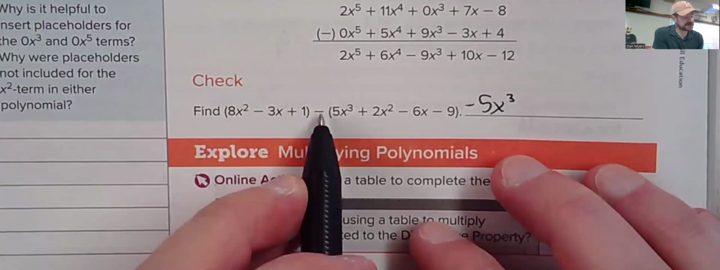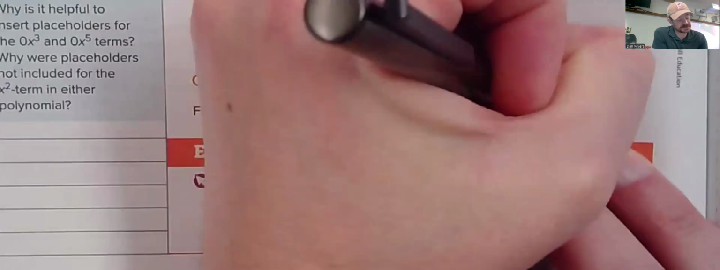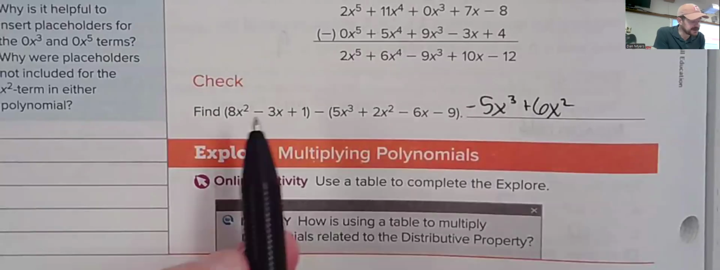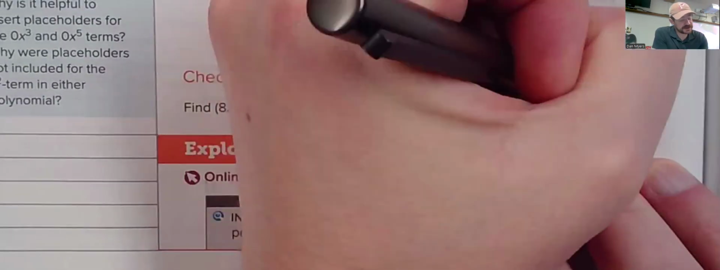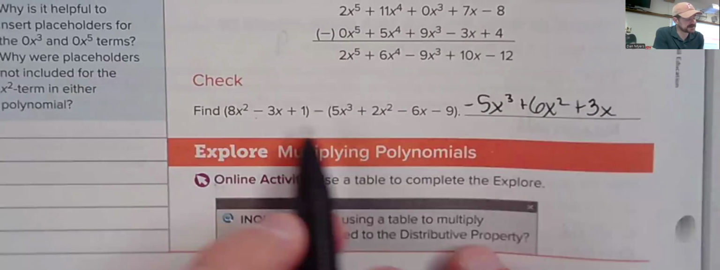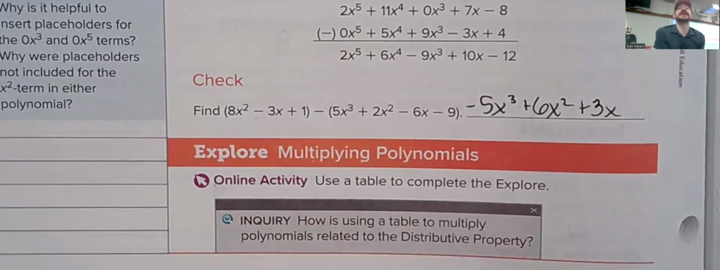8x squared minus 2x squared would be plus 6x squared. We got x here, x here. What's it going to be? Plus 3x. Good. So plus 3x, because a negative 3x minus a negative 6x would be negative 3 plus 6. Yeah, here we go.